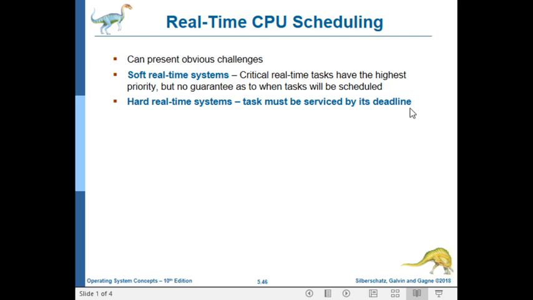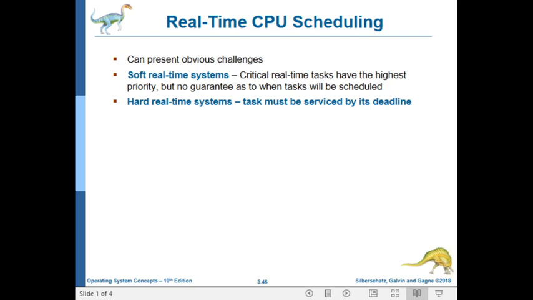Okay, there are 5 techniques for real-time CPU scheduling, which are priority-based scheduling, rate monotonic scheduling, the third one is earliest deadline first scheduling, followed by proportional share scheduling, and the last one is POSIX real-time scheduling. However, we only discuss 4 out of 5, where we exclude the last technique, which is POSIX real-time scheduling.